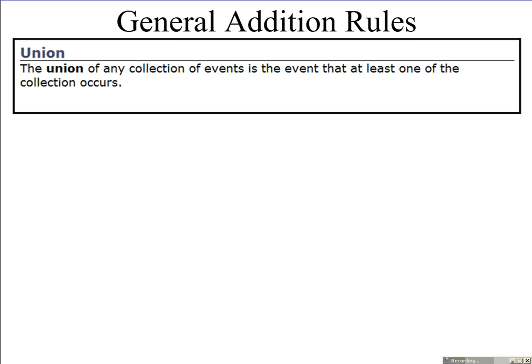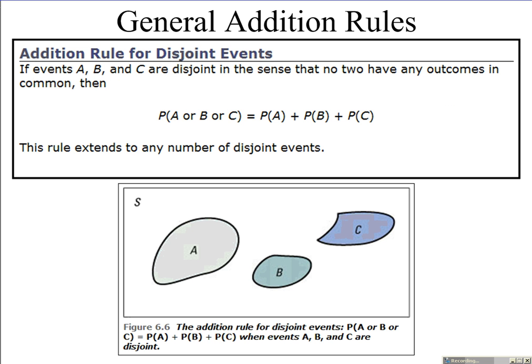The union of any collection of events is the event that at least one of the collection occurs. If events A, B, and C are disjoint events in the sense that no two have any outcomes in common, then the probability of A or B or C is the simple probability of A added to the probability of B plus the probability of C. This rule extends to any number of disjoint events.